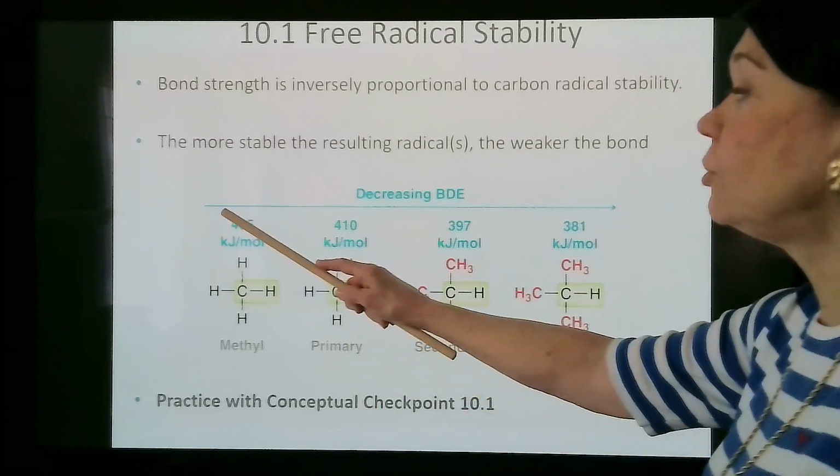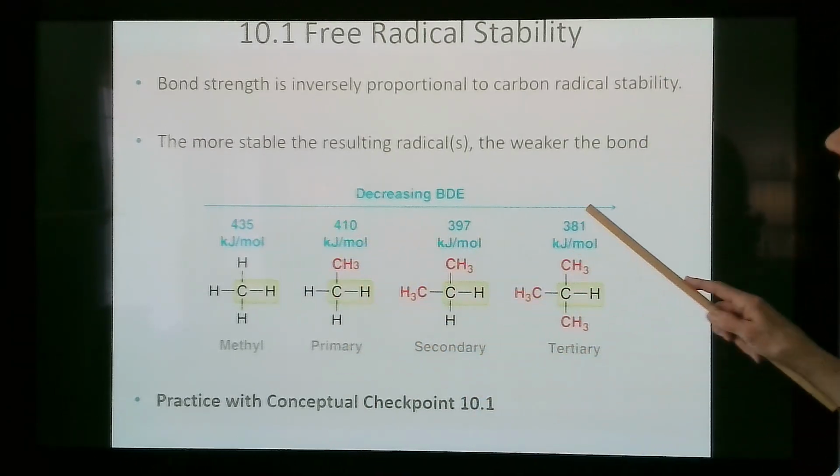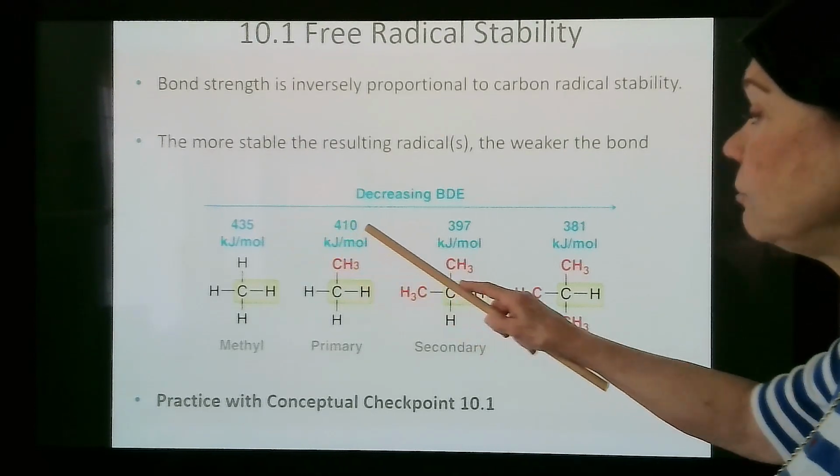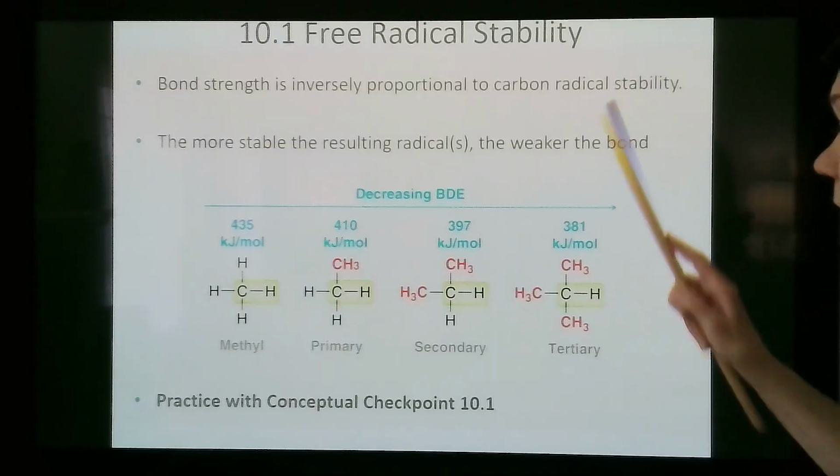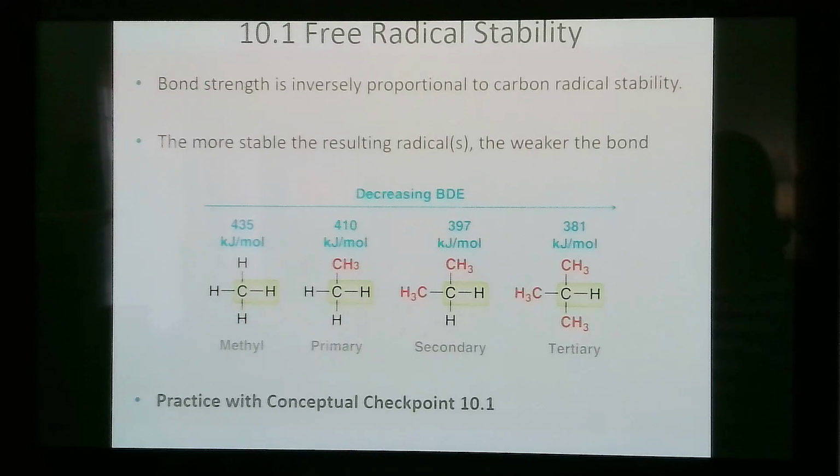And so you see that reflected here in this decreasing bond dissociation energy. That's what BDE stands for, bond dissociation energy.